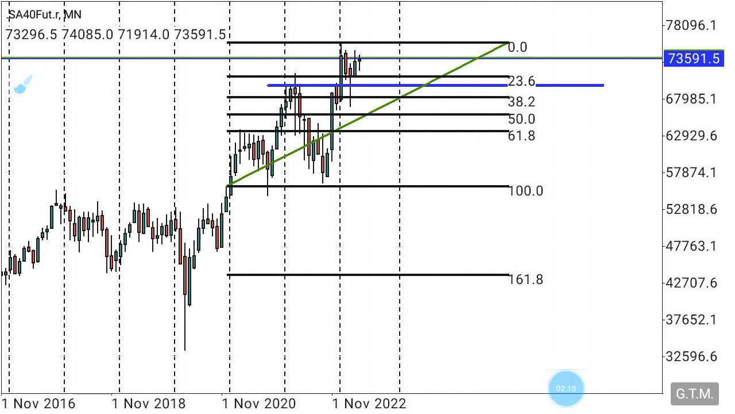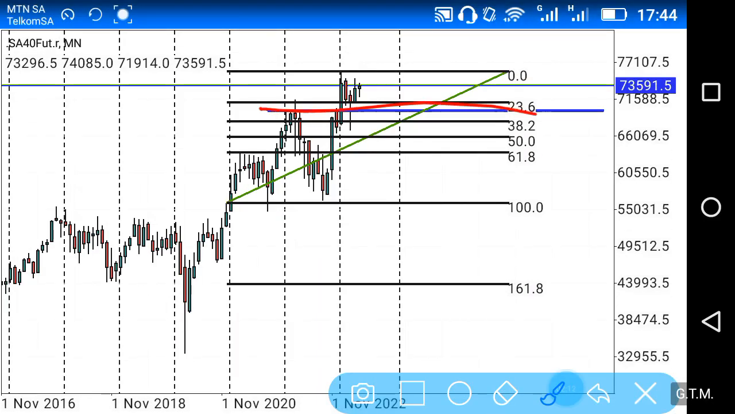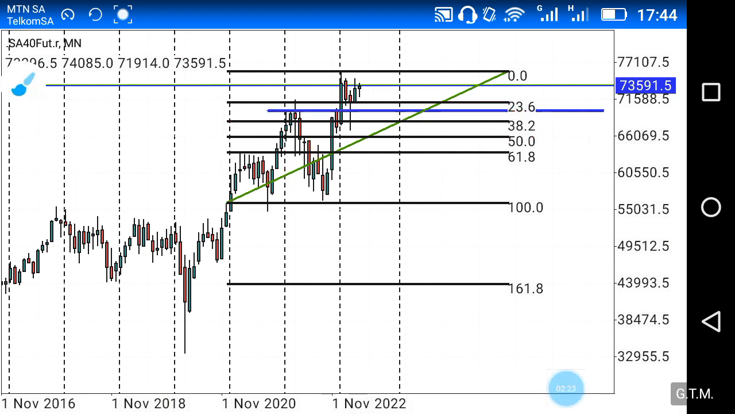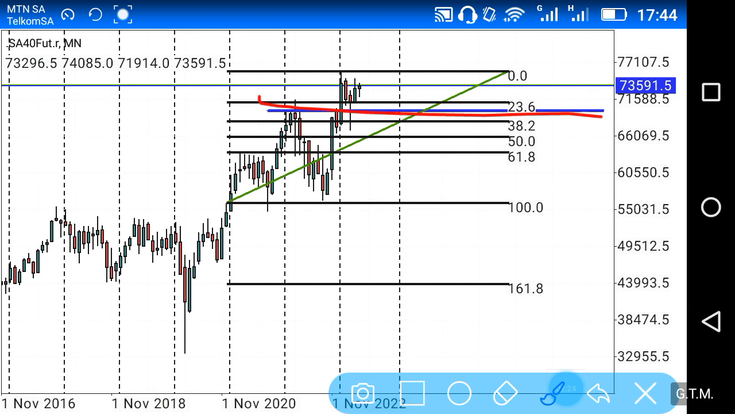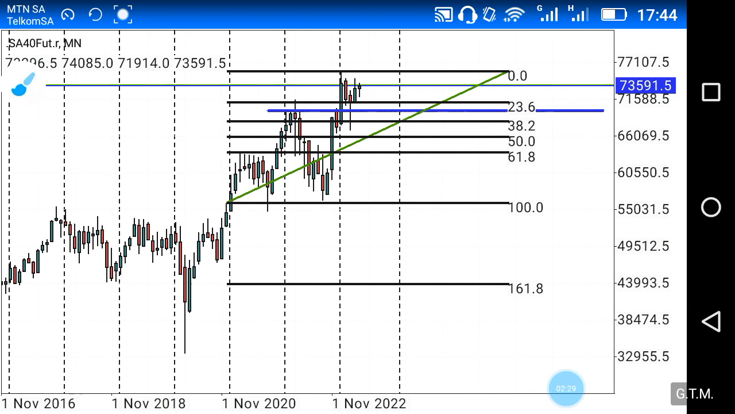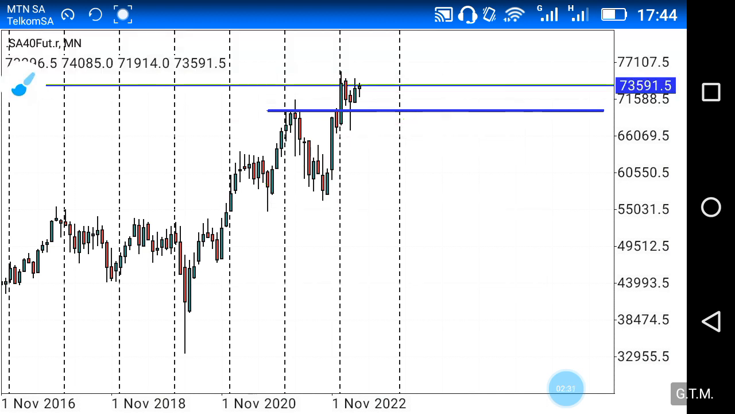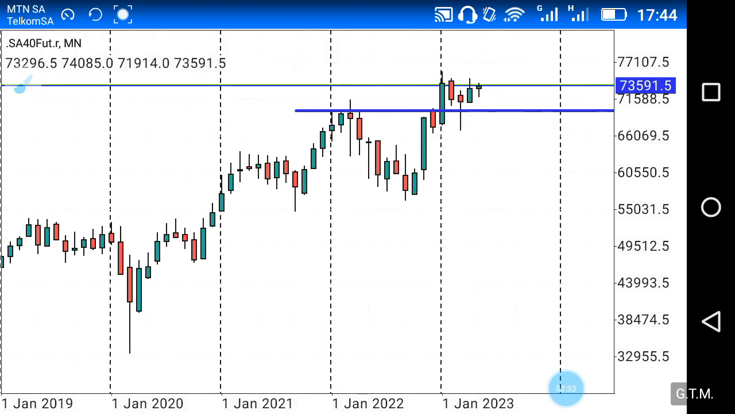We could see that the neckline of this W structure falls, we could say, in between the 23.6 as well as the 38.2% Fibonacci retracement levels. In my humble opinion, those are good levels to be looking for those potential buying opportunities, as I've just said, right? Anyway, let's proceed. What else do we see on this chart that we should be paying attention to?